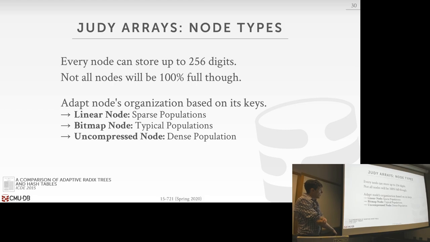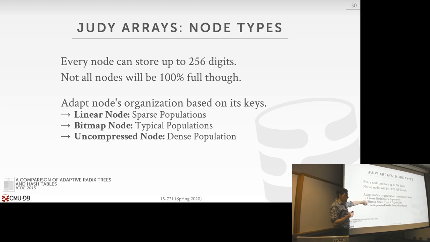They're going to have three node types. Again, it's a 256-way trie. That means you can store up to 256 digits per node. But the idea is that not every node is going to have exactly 256 digits. So rather than storing 256 pointers, they're going to have a more compressed form to represent these things. We're going to talk about the linear node and the bitmap node.